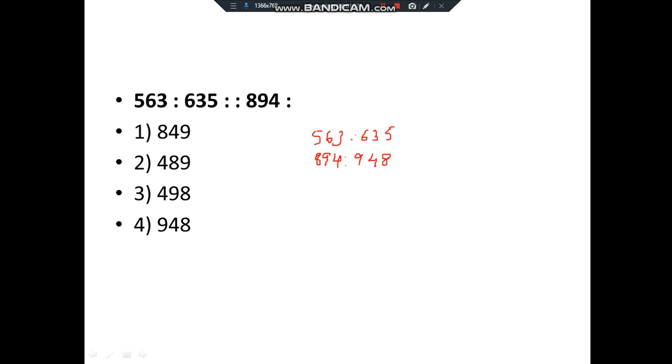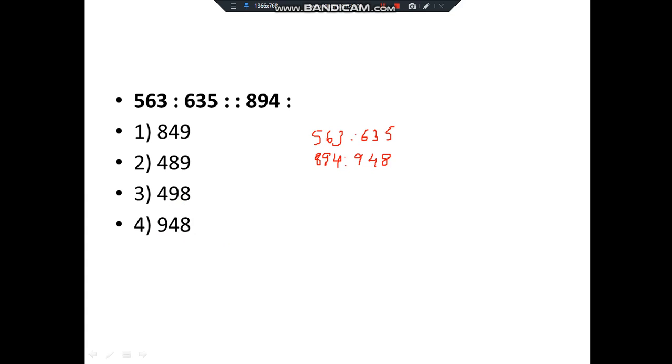See, 563, 635, 894 and what? See the options. Almost I think you can get the idea of the logic behind it. Don't go for any difference finding or ratio or anything. Just see 563. The same numbers are repeated in the second part, but their place values change. Use the same logic, so you get the answer as 948.